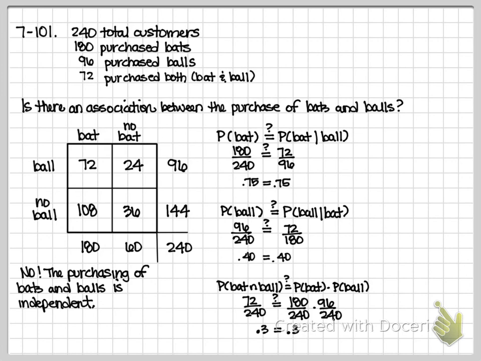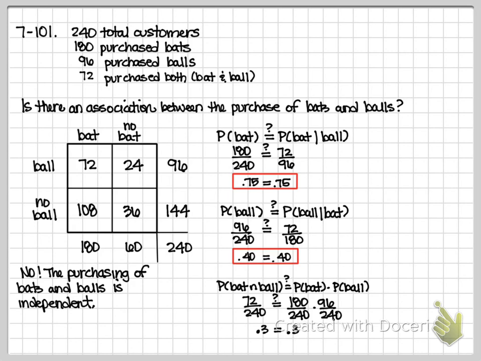Okay, so I set up my two-way table, and then I went through and was like, okay, let me do probability of bat and then probability of bat given ball. And I got 0.75, and I went, oh, okay, these actually match. All right. But just because it matches one way doesn't necessarily mean it's going to match the other way. So I wanted to reverse it and do the probability of ball and check that with probability of ball given bat. Well, that also matched. And actually, right then, I had enough information to say, no, these are not associated. They are independent of each other.